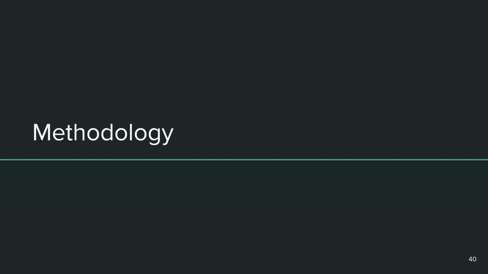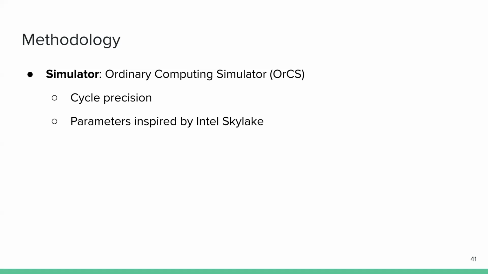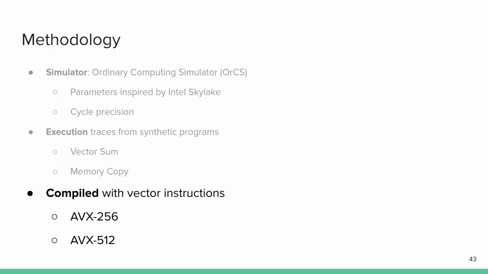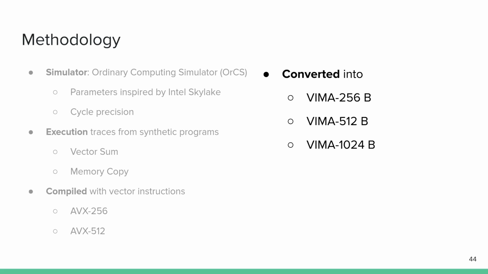So our methodology: we implemented our experiments over ARCs, a simulator with cycle precision and with parameters inspired by Intel Skylake. Our evaluations were made over 2 execution traces from synthetic programs, a vector sum and a memory copy, that were compiled into AVX 256 and AVX 512. All these versions were converted into 3 Vima instruction sizes in our experiments, from Vima 256 bytes to Vima 1024 bytes. Now our results.